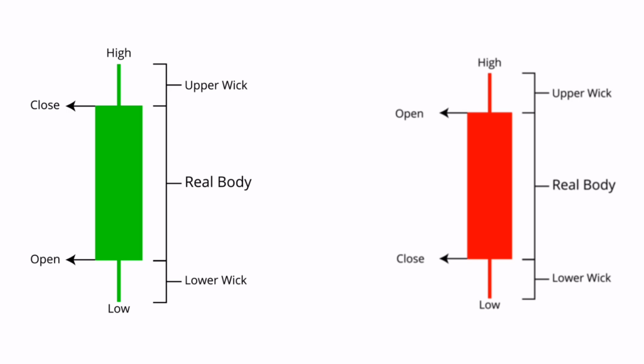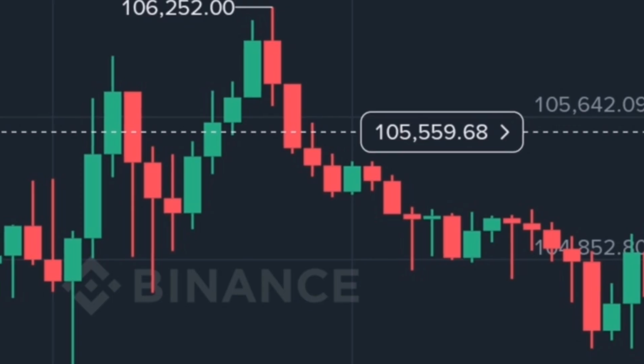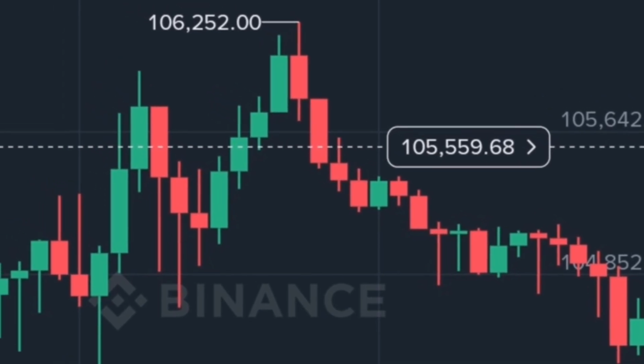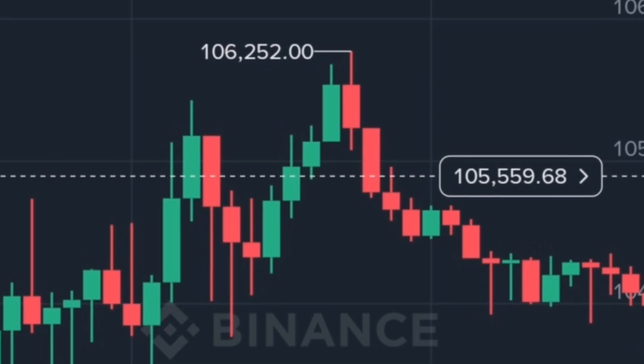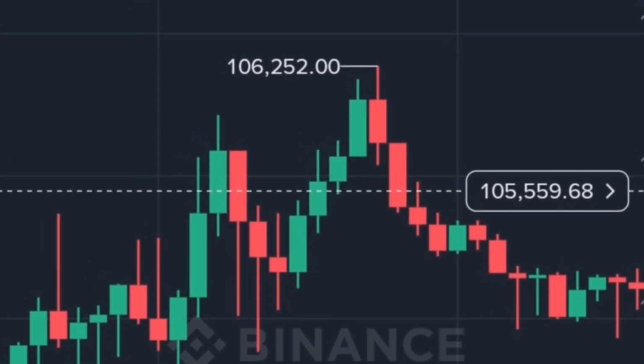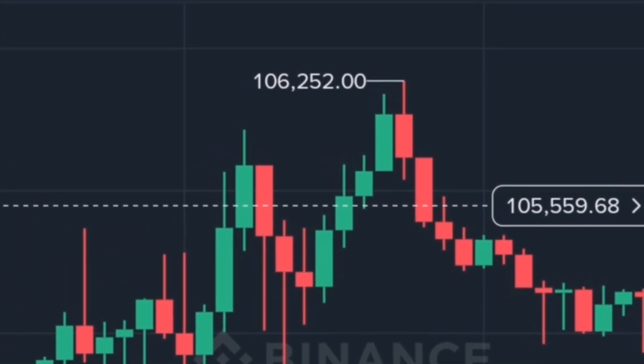Let's talk time frames. On a 1-hour chart, each candle represents 1 hour of price action. On a daily chart, it shows a whole day. This helps traders plan for short or long-term trades.